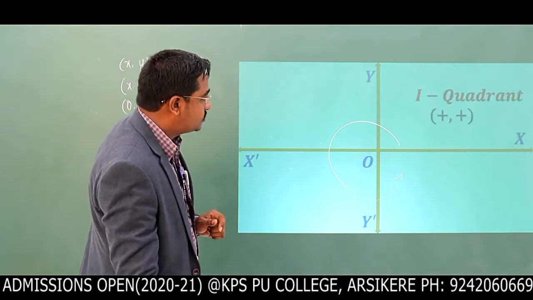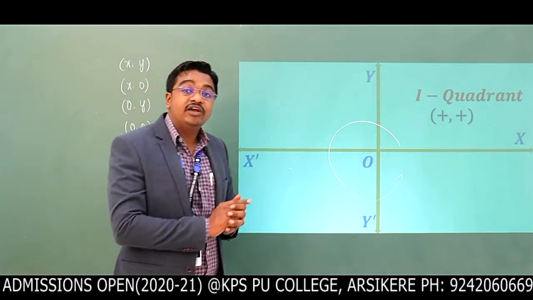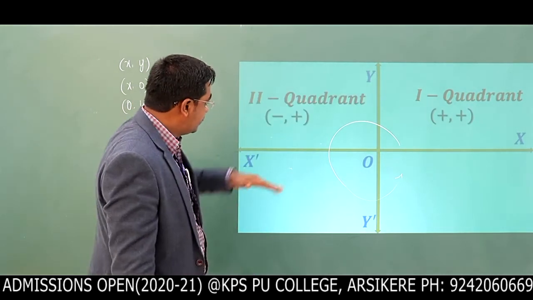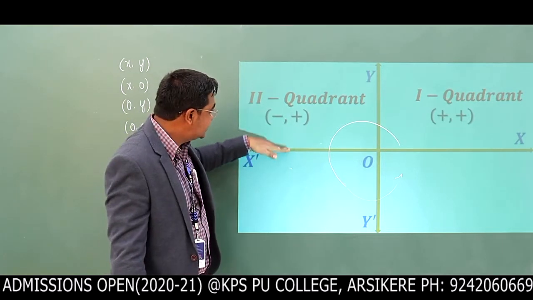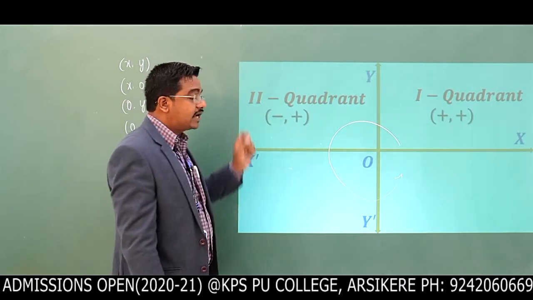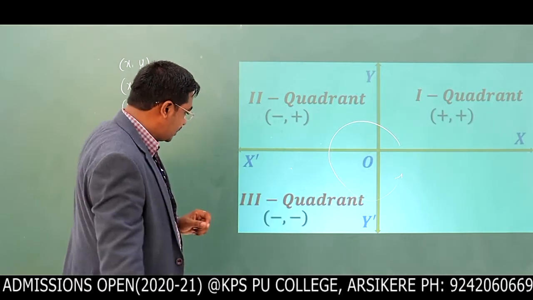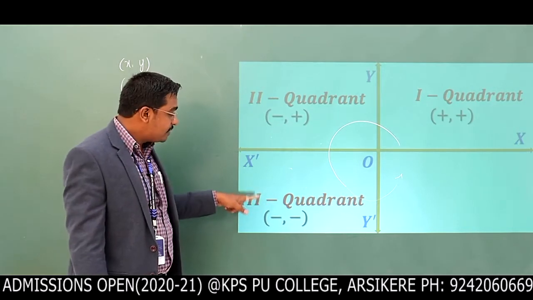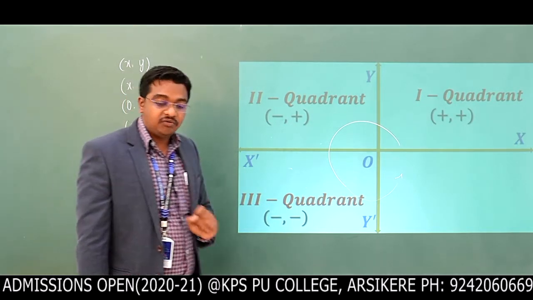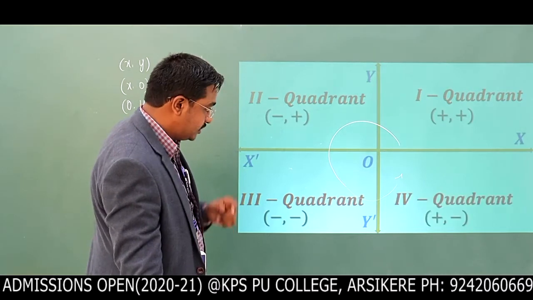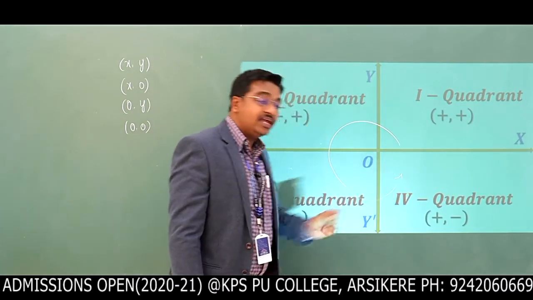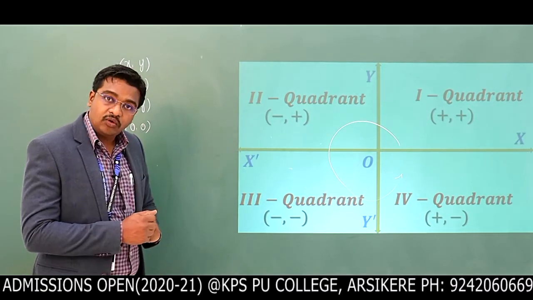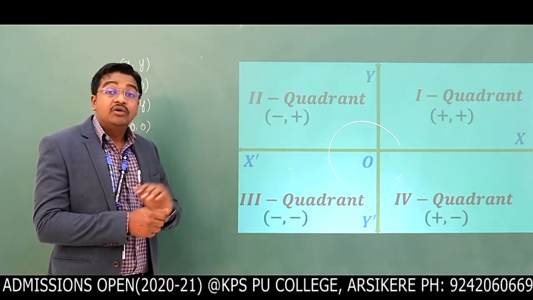So what about the first quadrant? In the first quadrant both x and y are positive. In the second quadrant, which is in the negative direction of the x axis, x is negative and y is positive. In the third quadrant both are negative, x is negative and y is also negative. In the fourth quadrant, x is positive and y is negative. First quadrant, second quadrant, third quadrant and fourth quadrant.